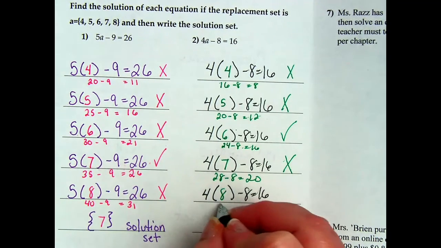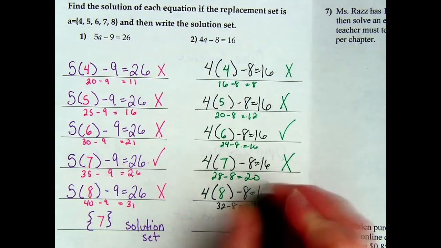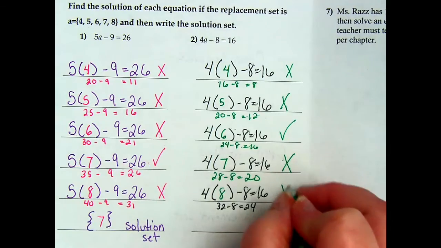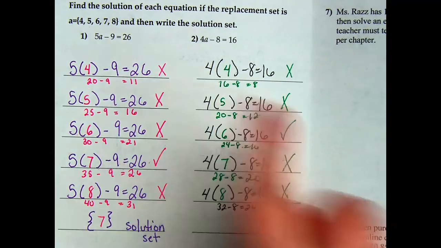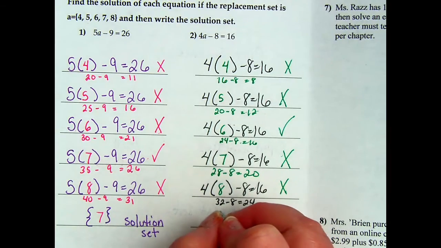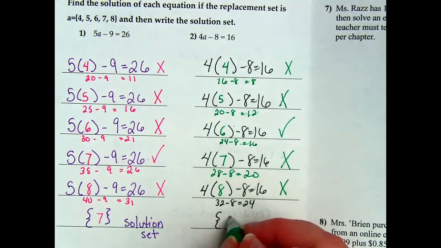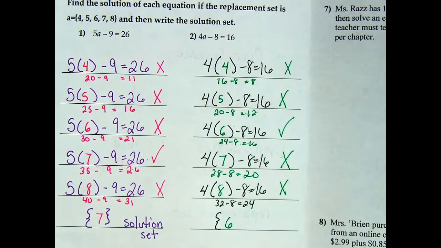Four times 8 is 32, minus 8 is 24. This is not a solution, but I did get one correct answer, so therefore I make my brackets. I write my solution set, and my solution set are what makes my equation true.